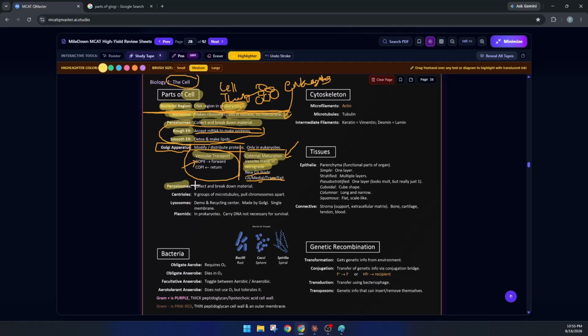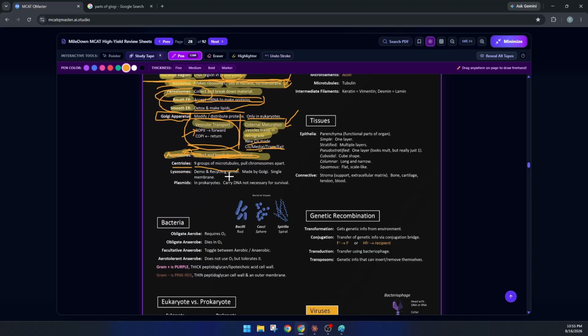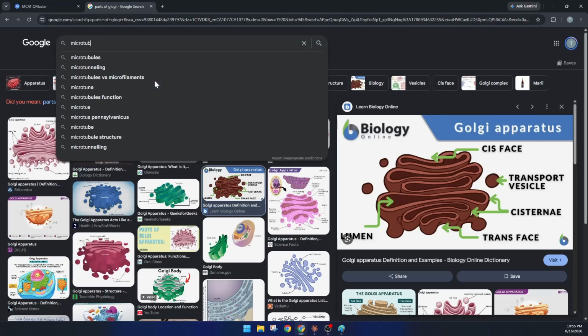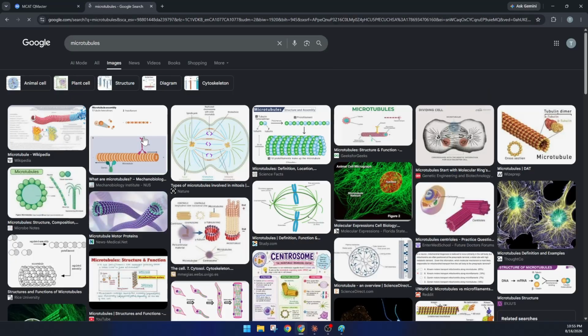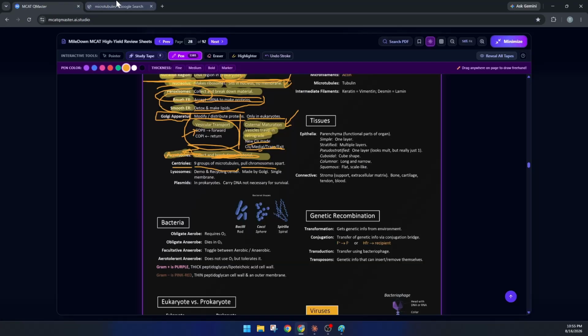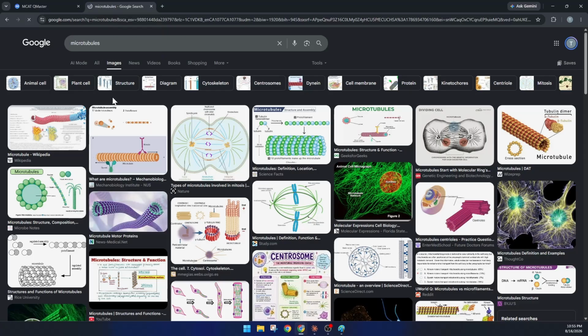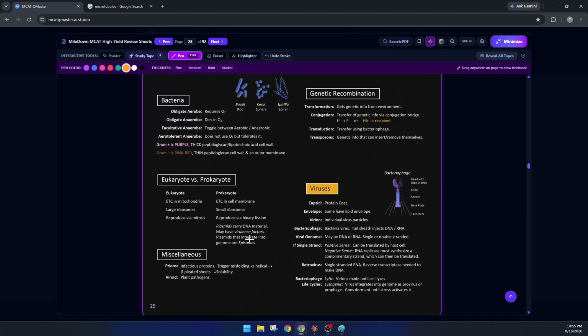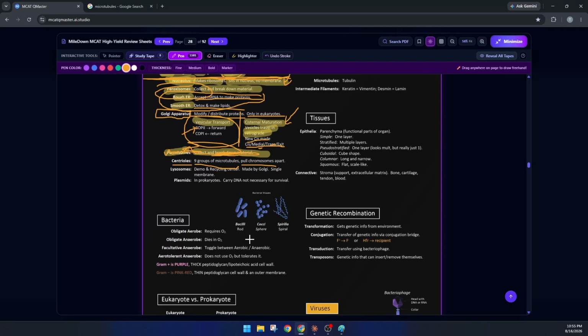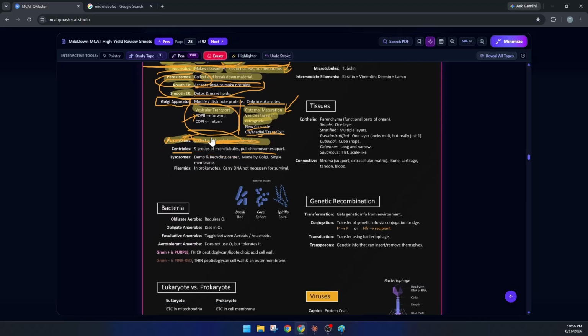Okay, peroxisomes collect and break down material. This is actually done twice already, so we didn't have to go over it. It's over here already at the top. So we already went over that. Centrioles are nine groups of microtubules, and they pull chromosomes apart. So you should know that microtubules are like proteins, and you should know that centrioles are important for when we were talking about cell reproduction, or cell replication, sorry.